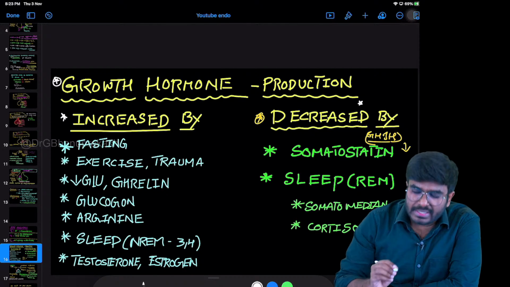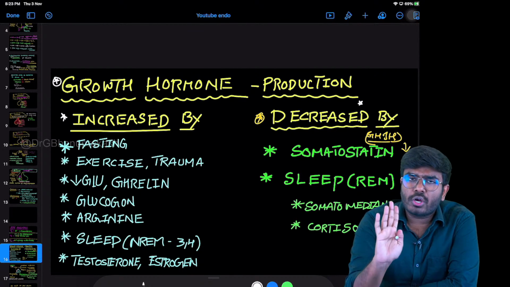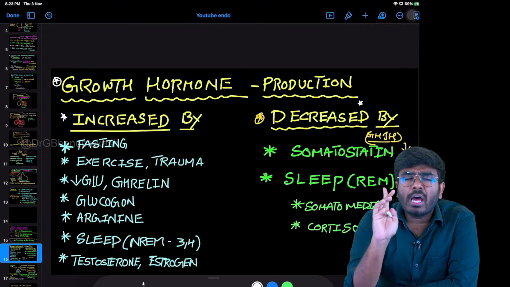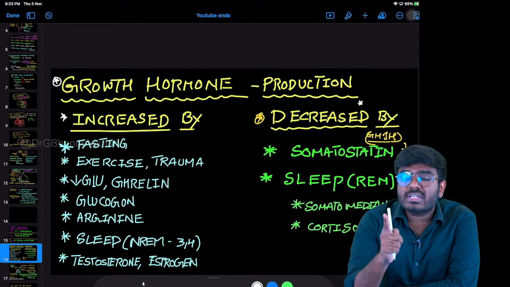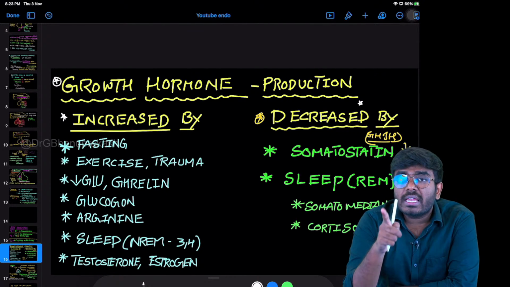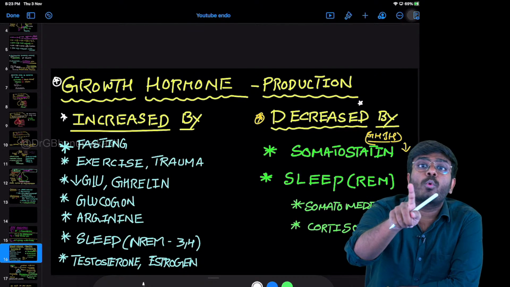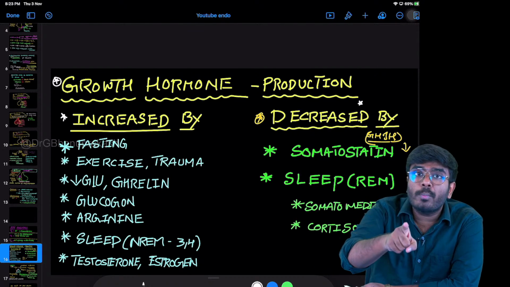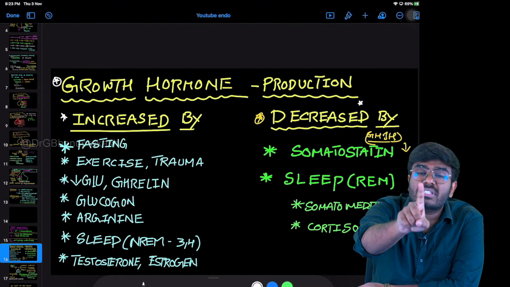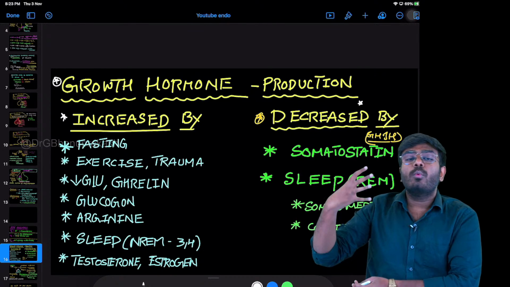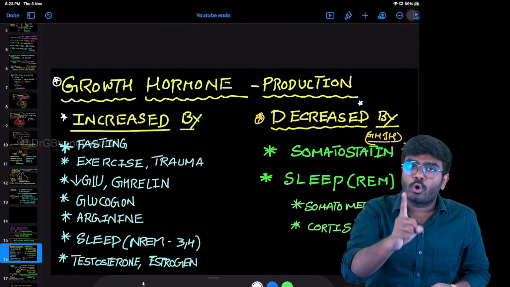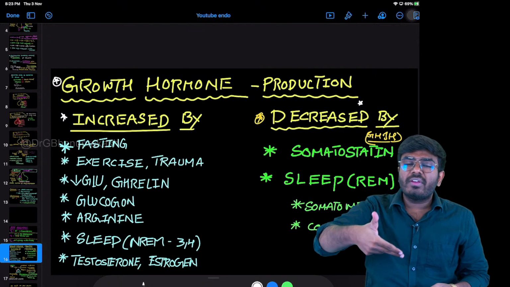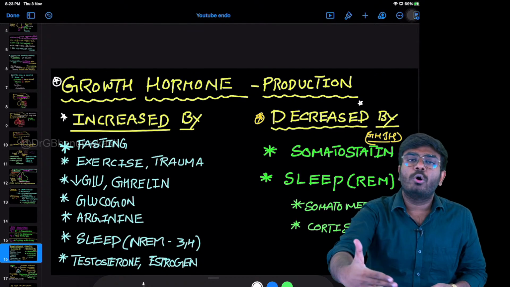Sir, think like this: growth hormone causes growth, no doubt. And in all those conditions where you need glucose, growth hormone is released, and remember, growth hormone increases the blood glucose levels. So growth hormone is going to increase in those states whenever you need glucose. If you know this concept, it will be very easy. Now everything is going to be downhill.